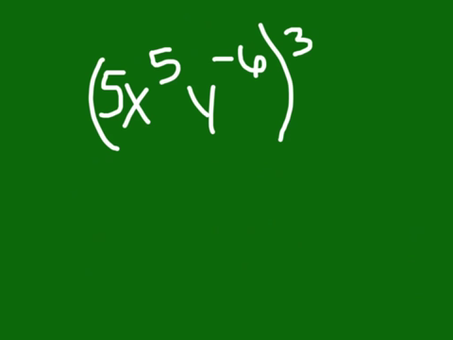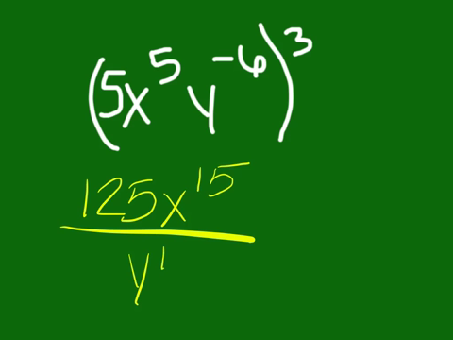For this problem, if you multiply through by your exponent, you would end up with 125 x to the 15th over y to the 18th.